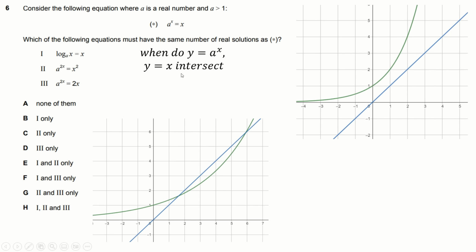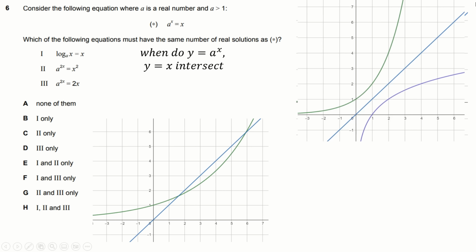Here are 2 examples of the graphs that represent this. Log a of x. Now, log to base a of x is the inverse function of a to the power x. And a nice little fact about inverse functions is that they're symmetrical with their complementary function in the line y equals x. So log to base a of x is going to be symmetrical like this.